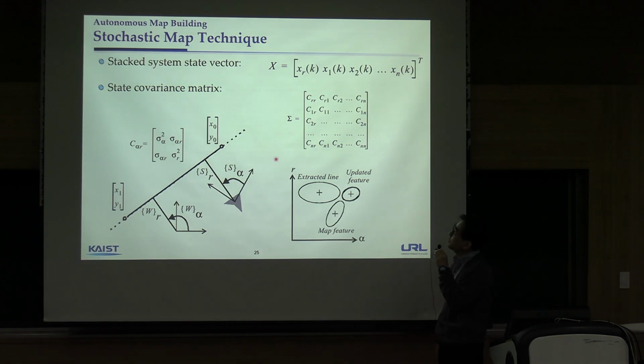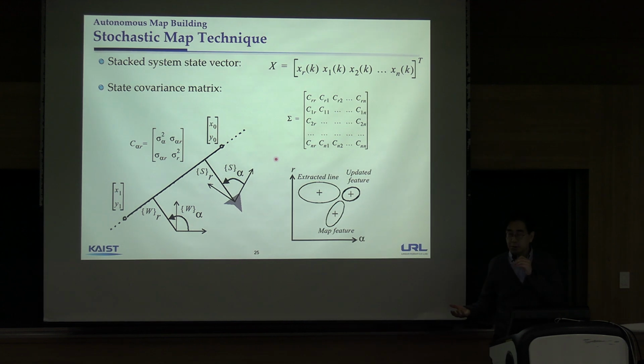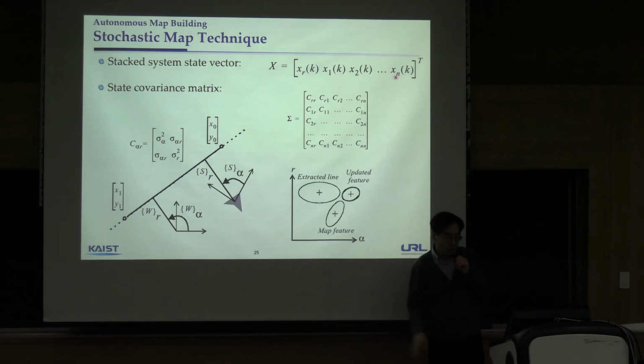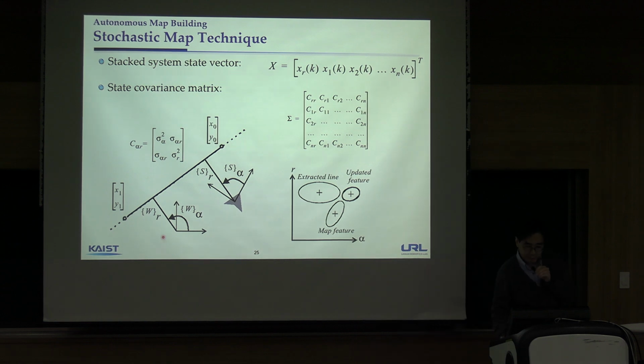Now the system vector should include the position information of the robot as well as the landmark information, the feature information from the environment. So X_R, the robot position information, x, y, theta. X_1, the position information of landmark 1 or feature 1. X_2 up to X_n. If we have n landmarks, then we have this lengthy state vector. And the covariance matrix will also be getting very complex.